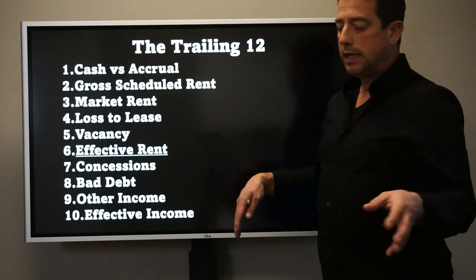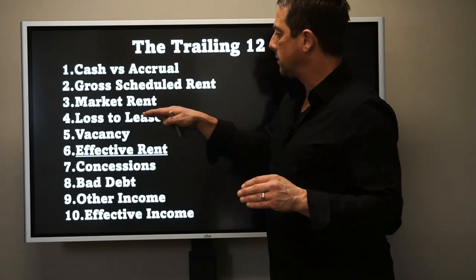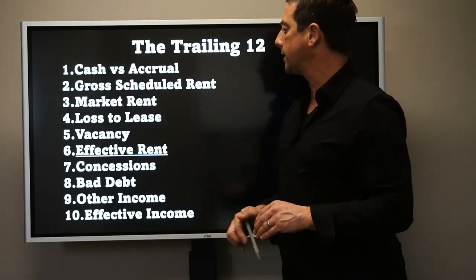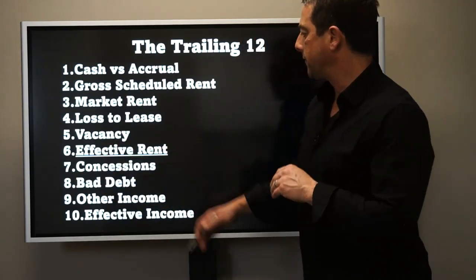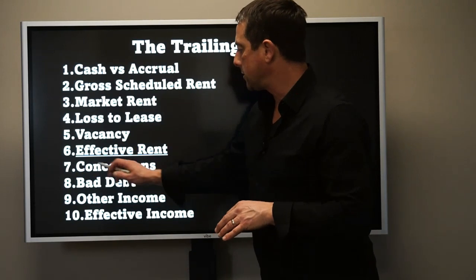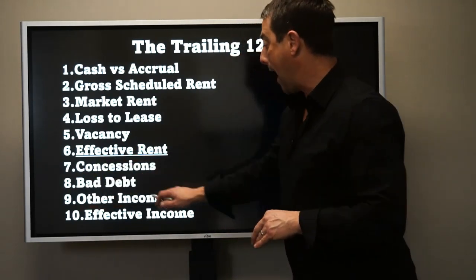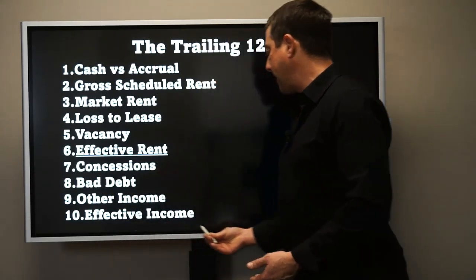If it's cash, it's pretty easy. If we're looking at accrual, we start off with gross scheduled rent, and then we realize the difference between market rent and loss to lease, so we subtract that. We add in loss to lease. We add in our vacancy. That gives us effective rent. We then subtract our concessions. We subtract our bad debt. We add back other income, and that ultimately gives us effective income.